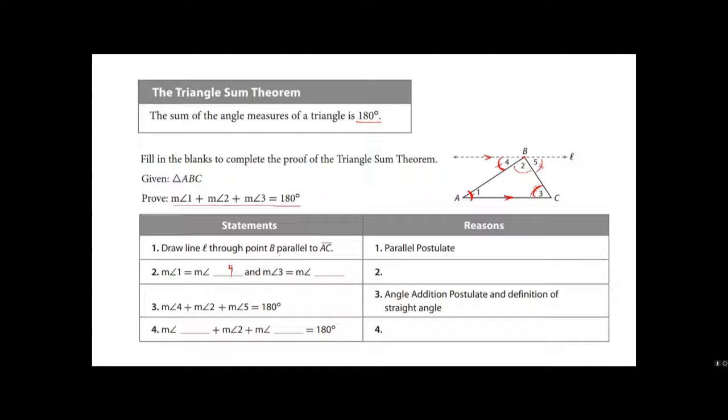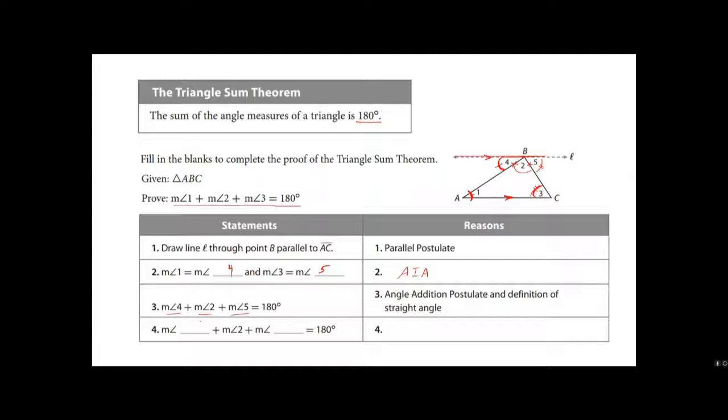Because of the same reason, alternate interior angles. So those two measures are congruent, and that again is alternate interior angles. Okay, so let's see. Now they're saying that angles 4, 2, and 5 add up to 180. And that's the angle addition postulate and the definition of a straight line, because 4 plus 2 plus 5 makes up the line that you drew, line L. So yeah, that's what they're talking about.